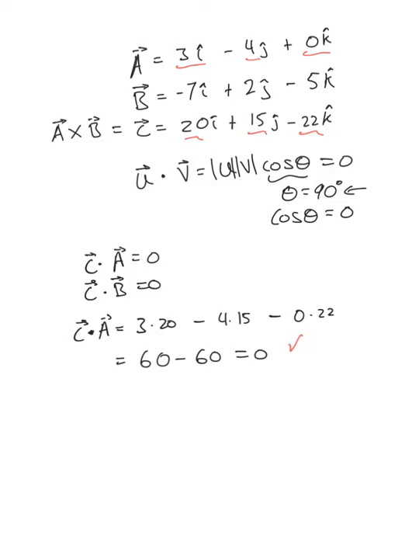We can check the same thing for C dot B. In this case, we will find that we get negative 7 times 20 plus 2 times 15 plus 5 times 22. And if you plug all of this into your calculator, you will again find that it in fact equals 0, as we expect. So we found that C is perpendicular to both A and B.